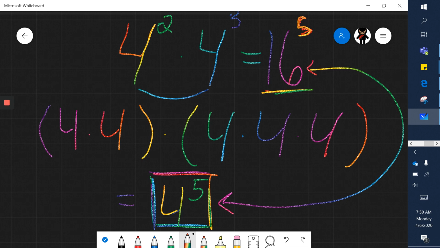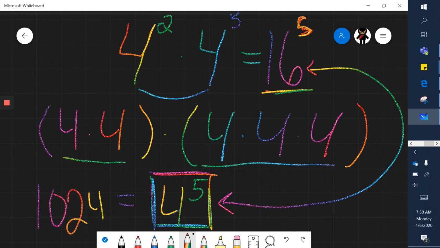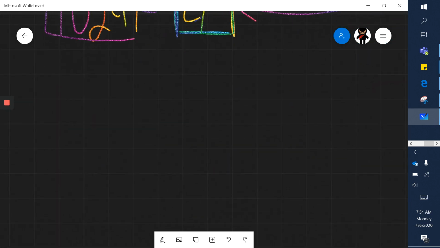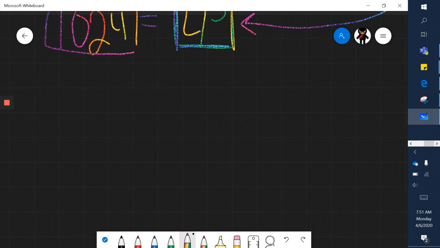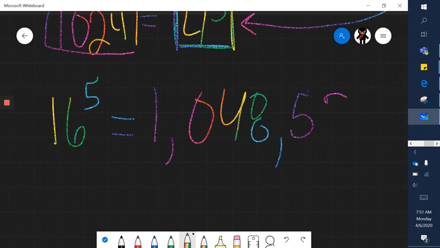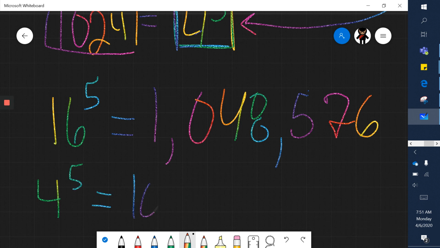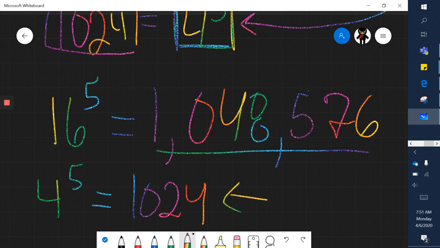Okay, so we have 4 to the 5th power, which ends up being 1024. So that's all of these 4s multiplied together is 1024. Okay, but if we were to do 16 to the 5th power, that is, let's scroll down so I can write this horrendously long number, 16 to the 5th power is 1,048,576. Now, is that anything close to 1024? No, it's not. And which one would you rather deal with? The tiny one or the ridiculously long one?